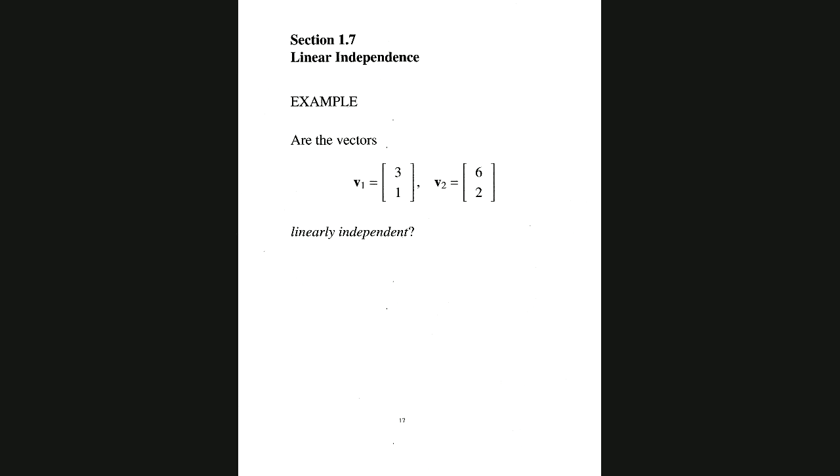Section 1.7 deals with linear independence. This is a very important concept in linear algebra. And I haven't even given you the definition yet for linear independence. I'm just going to show you two vectors, and I'm going to ask you, do you think these vectors are linearly independent? All right, I'll give you a moment to copy it down.